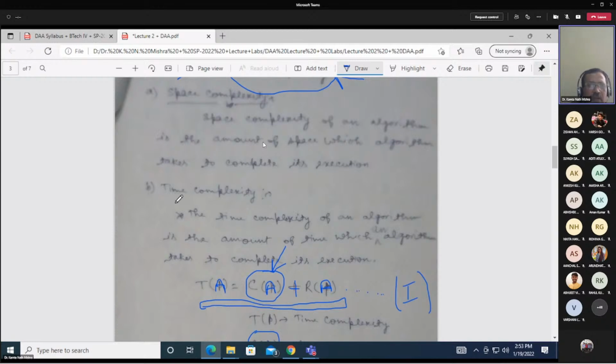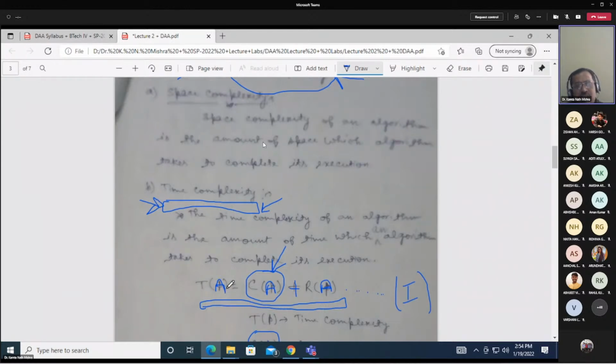Now we have come to, how will you compare two algorithms in terms of time complexity? If you are comparing two algorithms in terms of its time complexity, then the algorithm which takes less time, means the algorithm for which compile time plus run time is minimum.